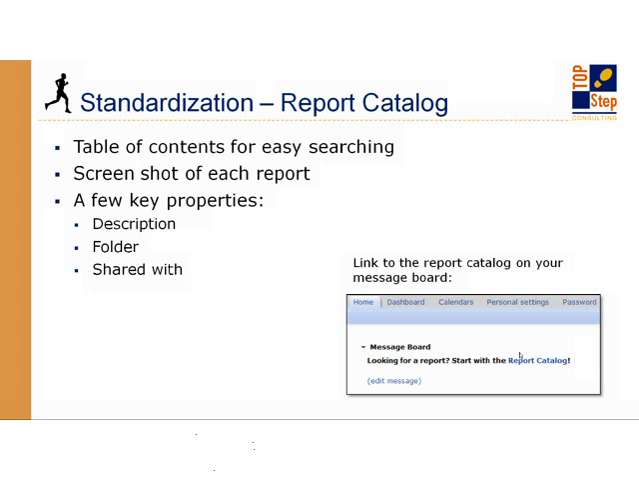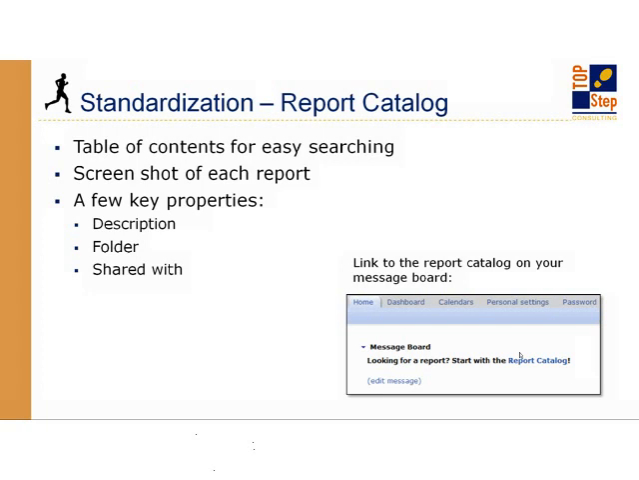But the things that you want to include on that is an organized way to find everything, like a table of contents, so you can browse through, I think it's this type of report, and then a way to drill down into each report in the catalog, see a screenshot of it to see, yeah, that looks kind of close, I'll use that as a starting point. And also maybe a few key properties of the report, like a description, where to find it, which folder it's in, who it's shared with, things like that.